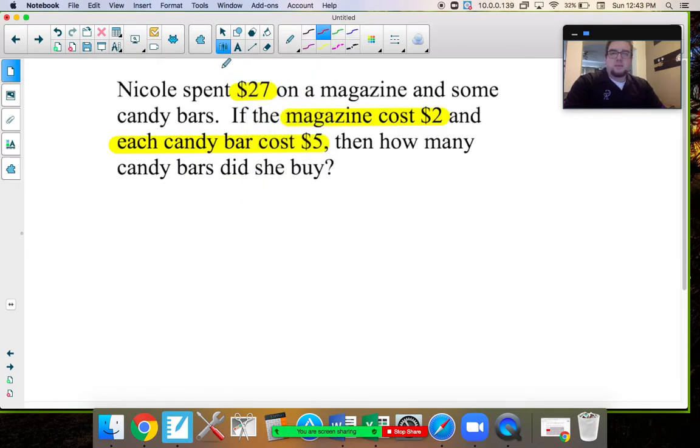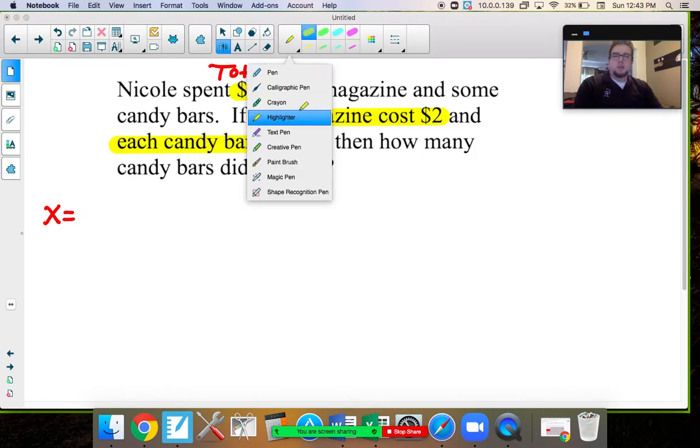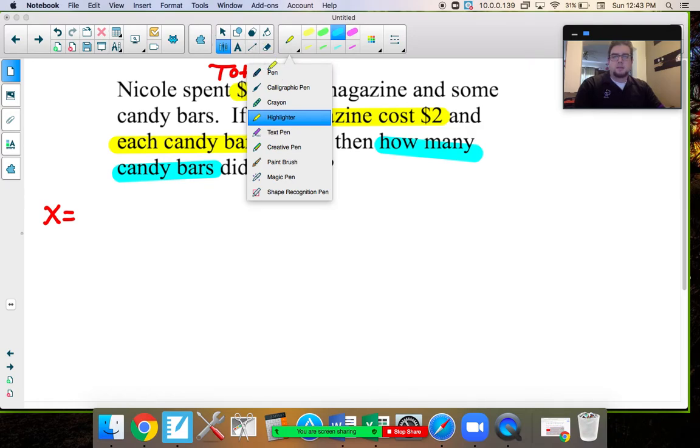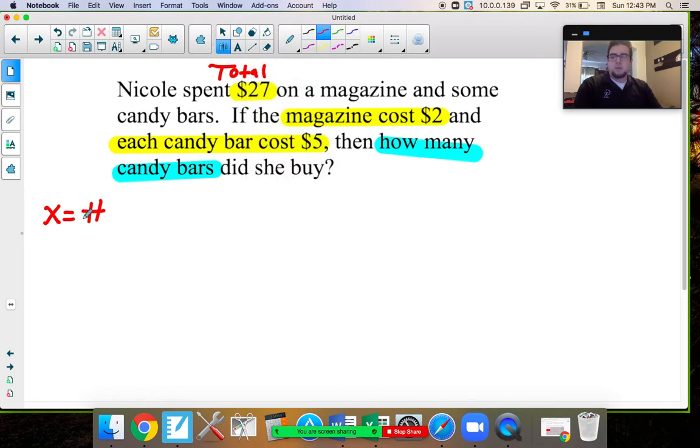This 27 represents the total, which means when we set up our equation, we're going to be equaling 27 in this case. Before we get started, we're going to define our variable. So it's going to be x. And x, what it's going to represent in the story is pretty much whatever that last sentence is in any word problem. How many candy bars did she buy? Boom, right there. How many candy bars? So x represents the number of candy bars.